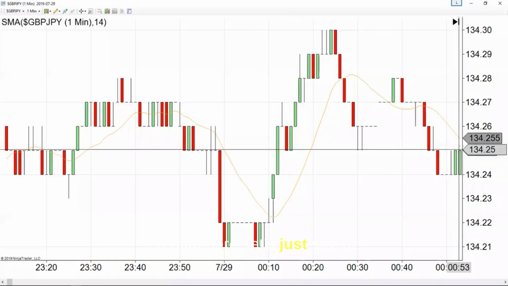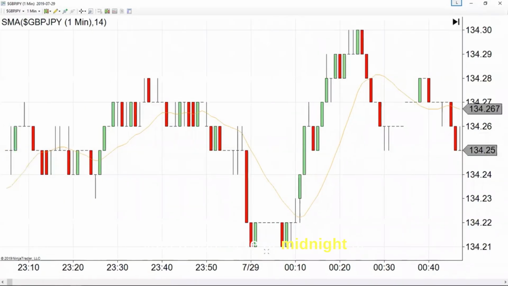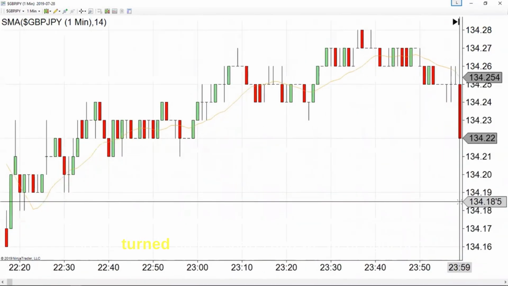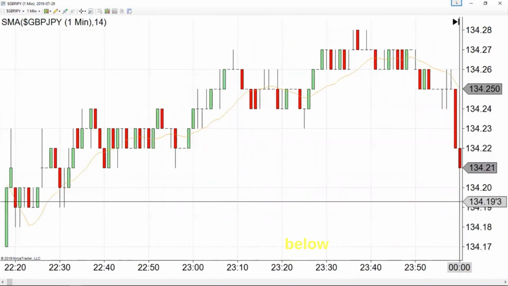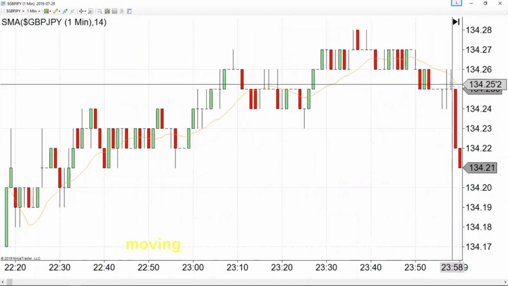So right here, let's just say we started right here at midnight. So we turned on the charts and we went right here. And right here, it's below the moving average of yesterday's high.